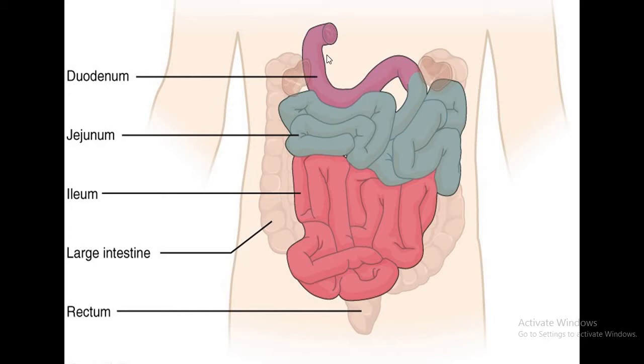Now, why is this part known as the duodenum? Duo means 2, deni means 10. So 10 plus 2 is 12. The length of the duodenum is 12 fingers' width. So that is why it is known as the duodenum. This duodenum is attached to the stomach and extends on this side into the jejunum.